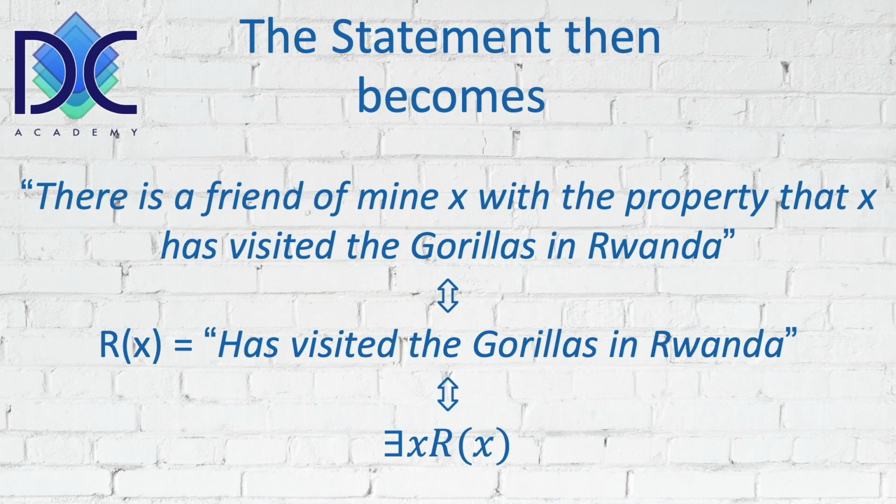This is an existential quantifier. There is one or more, there are friends, but it's only one or more. It's not all of my friends who have visited the gorillas in Rwanda. I could say all the people in the group that I visited the gorillas in Rwanda with visited the gorillas, which is in fact always true because all those people were in my group, and it would be a completely different sentence. But this sentence is closer to reality.